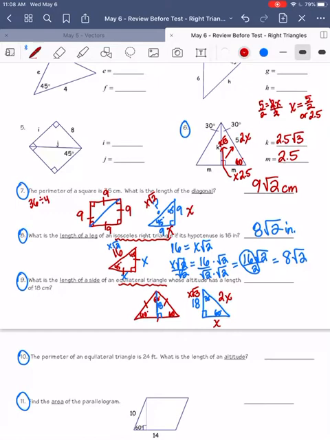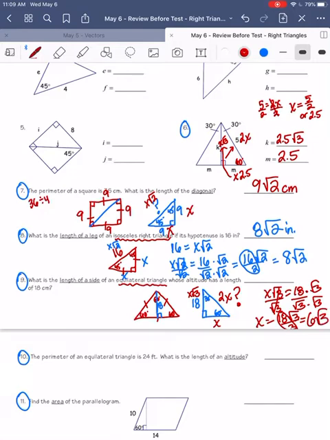So I did not give you x, and it asks for the length of a side, so I'm actually looking for this one, right? This one here, the x side is only half, so we want to find the full side. So I'm going to do x root 3 equals 18, and then I'm going to divide by root 3, and then times by root 3. So we'll have x equals 18 root 3 over 3, and then 18 over 3 reduces to 6.